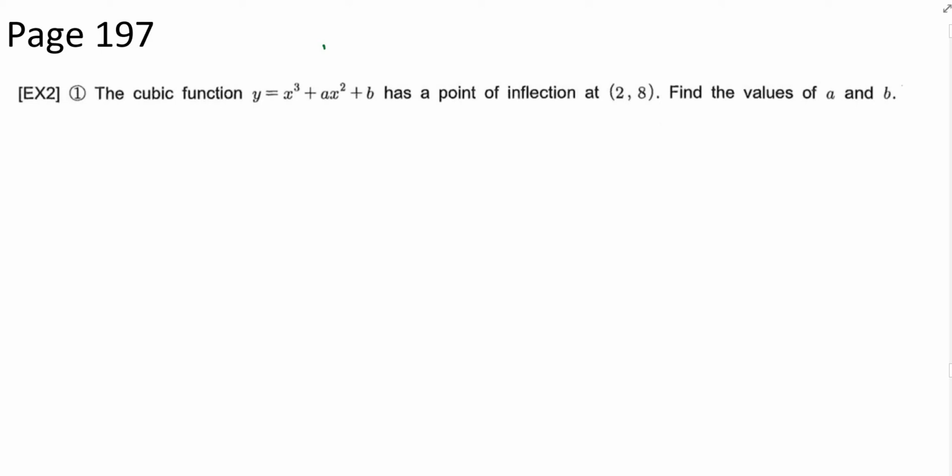I'm now moving on to page 197, and on page 197 I have a few more second derivative extension questions. For this particular problem, I'm given a cubic function, and it has a point of inflection at the point (2, 8), and I need to find the values of a and b. The values of a and b can be found in your cubic function right there, and you have to use the information given in the problem to find those two values.